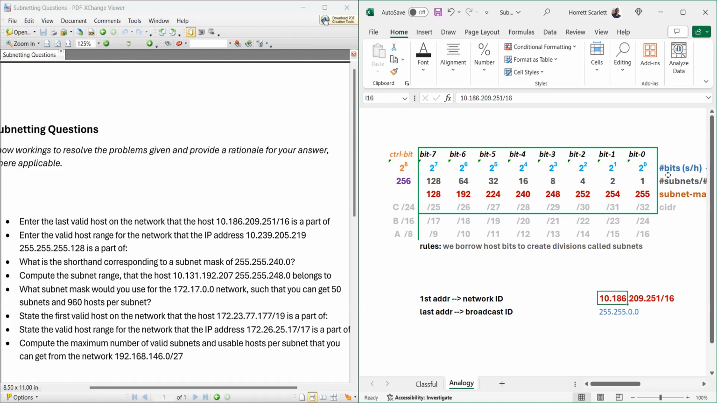If you look at what we have here on the table, it says number of bits, and in brackets, it says S/H. I am pretty sure in one of the previous videos, I talked about what S is and what H is. S is the number of subnet bits. H is the number of host bits. So what is H? H is 16. So what is S? 16. No. Can't be 16.